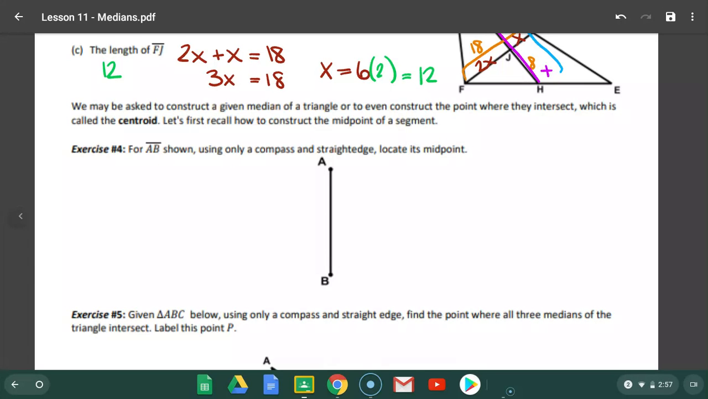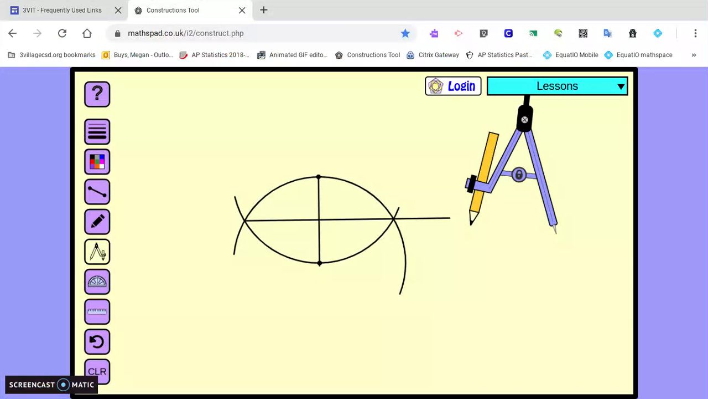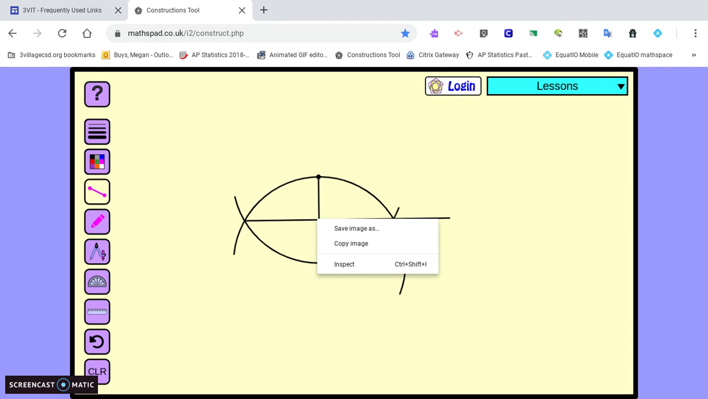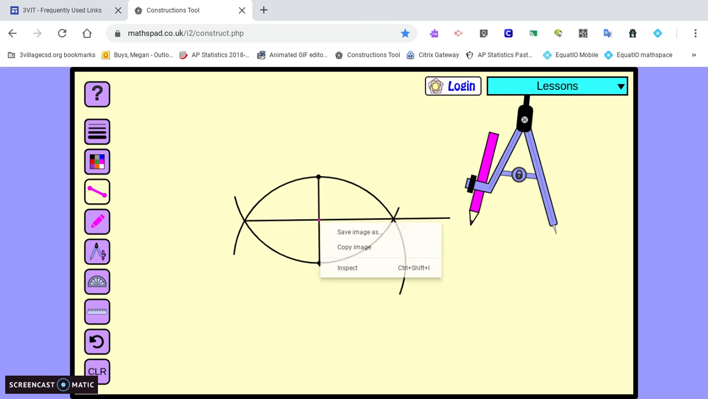Each endpoint, you should have started from A and made an arc that's more than halfway, so that it extended from both sides. Then without changing the size of that arc, you would have moved your compass to B and done it again and drawn the line. When we do that, we should end up with something that looks like this, where at this point here in between, that's going to be my midpoint right here.